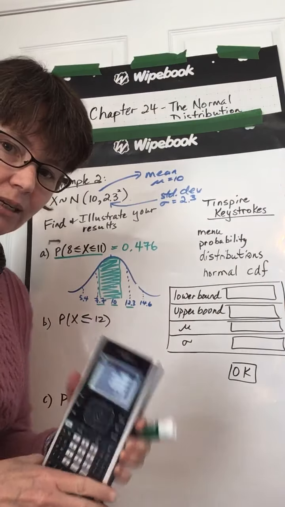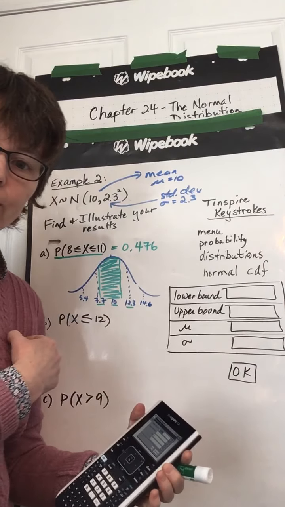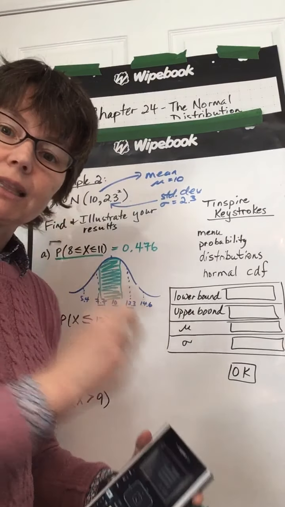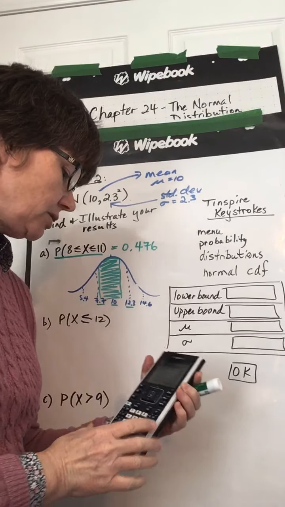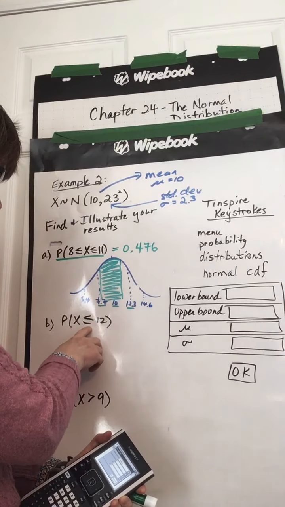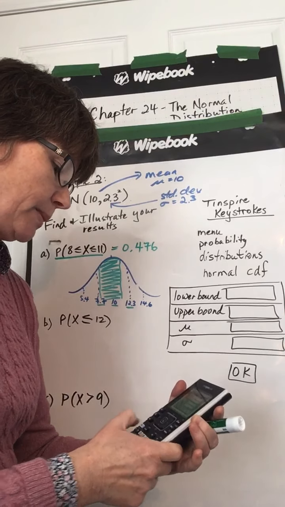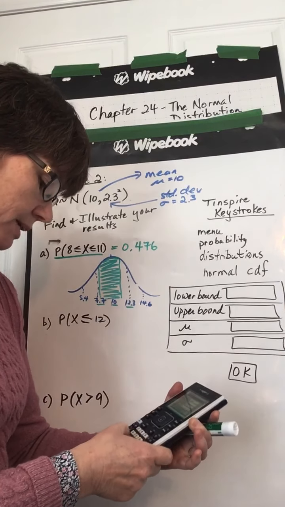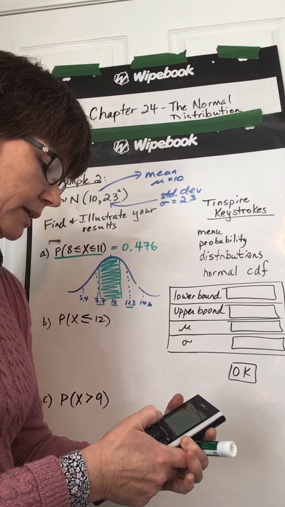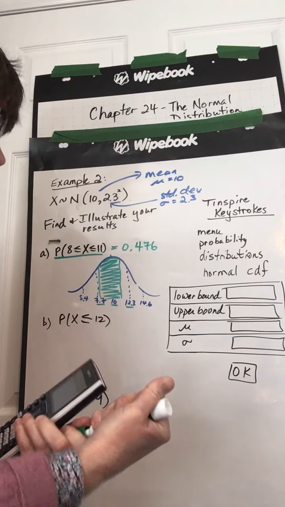That's representing negative infinity. So you can leave that in there because that actually is going to be our lower bound. We don't know what the numbers are, but theoretically this goes on forever in that direction. So we're going to leave that there. Upper bound though is 12. Is it equal to 12 as well as less than? Yes, it's equal to. So our upper bound is 12. Our mean stays at 10, standard deviation 2.3, press OK again, and we get 0.808.